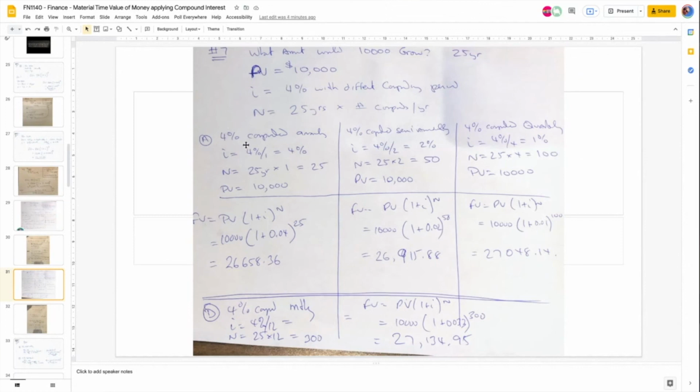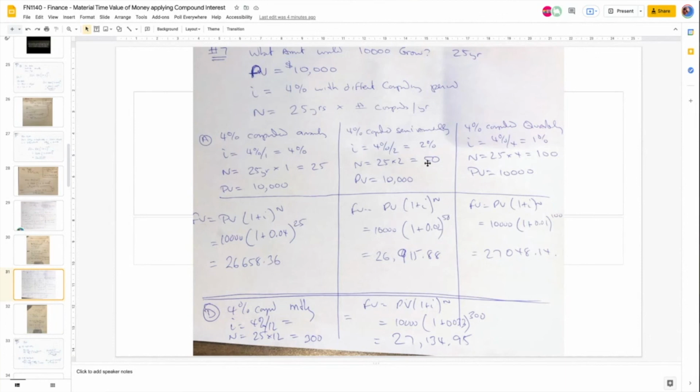So in the case of here, A, 4% compounded annually. We're saying, okay, annually, that's 4% divided by 1, and N is 25 years times 1. And $10,000, we just throw those things into that formula. So $10,000 times 1.04 to the power of 25 comes to $26,658.38.